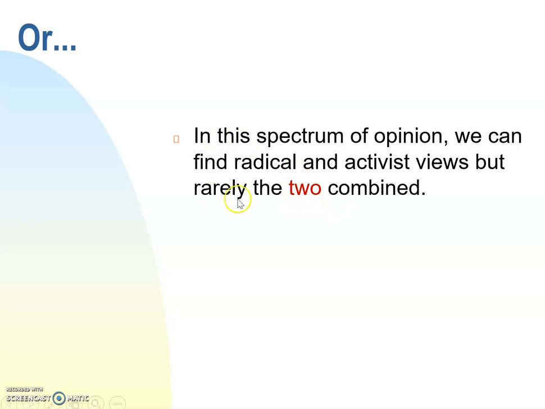And sometimes we have things like two. In this spectrum of opinion, we can find radical and activist views, but rarely the two combined. So we have to go back and look for two of something. We have two views. What kind of views? A radical view and an activist view, but rarely the two kinds of views, radical and activist. And then we're able to understand what it is.